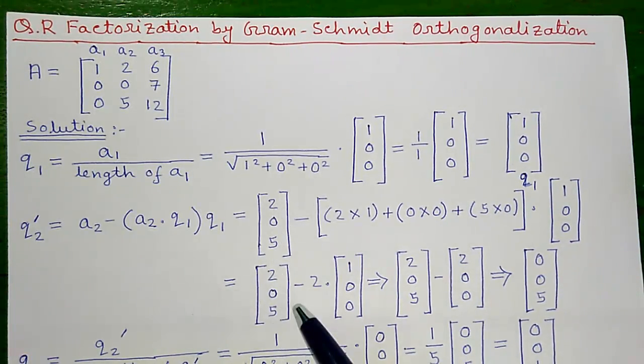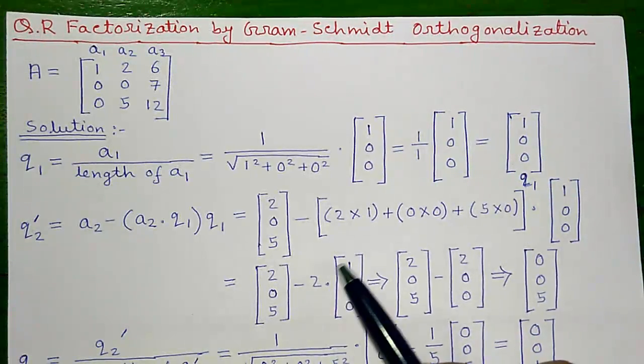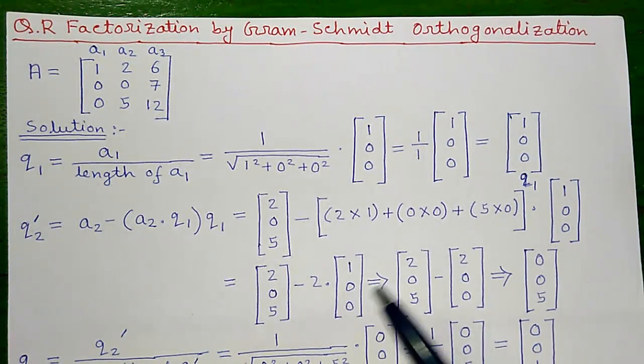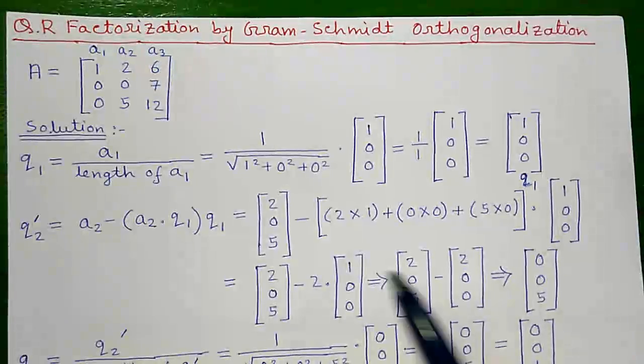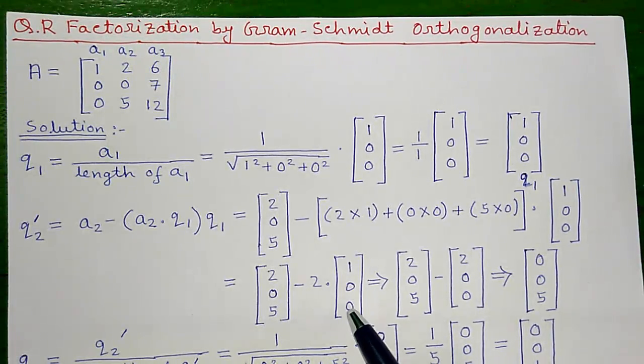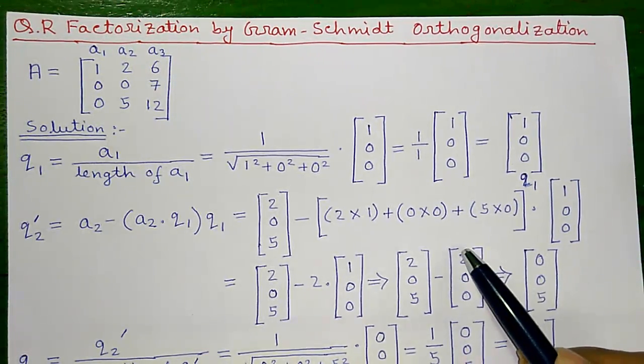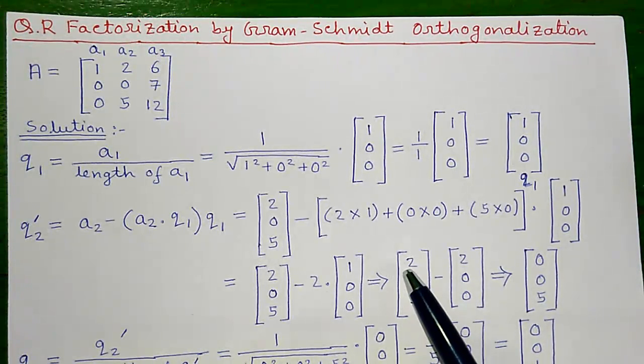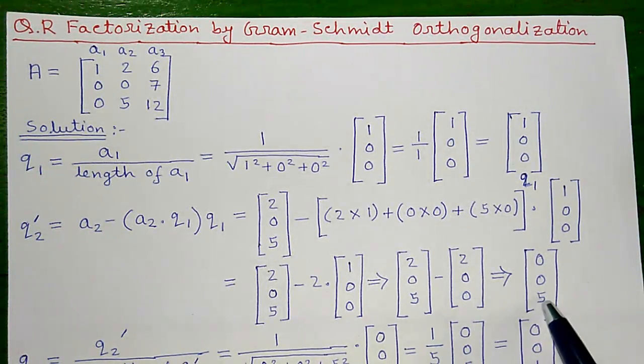So that is 2, 0, 5 minus 2 into Q1, which is 2, 0, 5 minus 2 into 1, 2 into 0 and 2 into 0, that is 2, 0, 0. So this minus this equals to 2 minus 2 is 0, 0 minus 0 is 0 and 5 minus 0 is 5 is our Q2 prime.